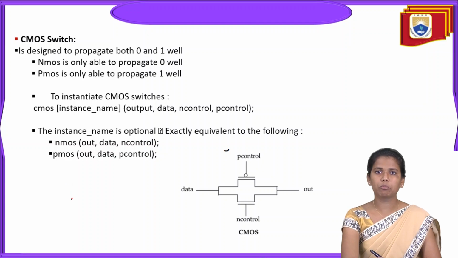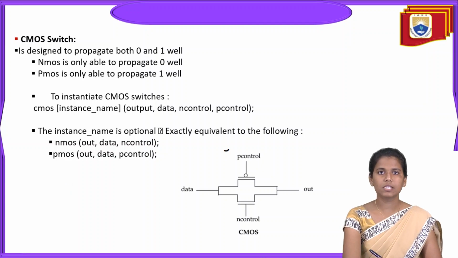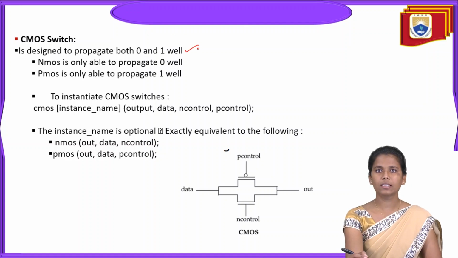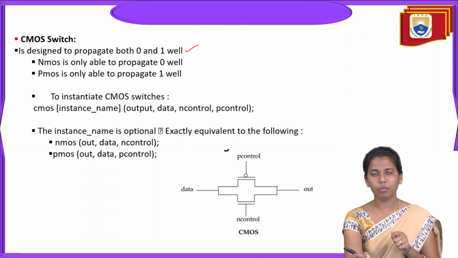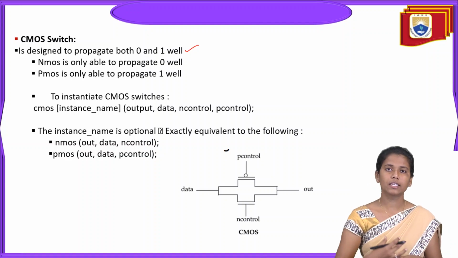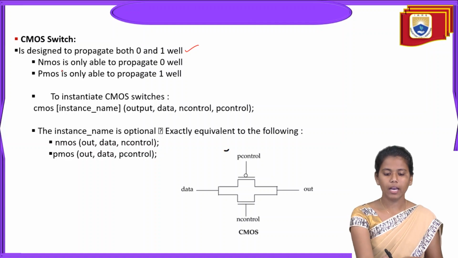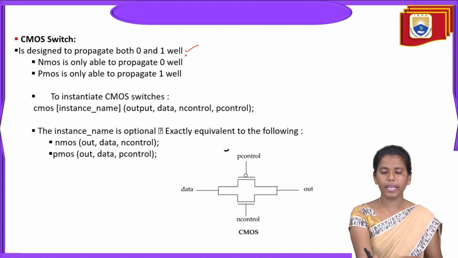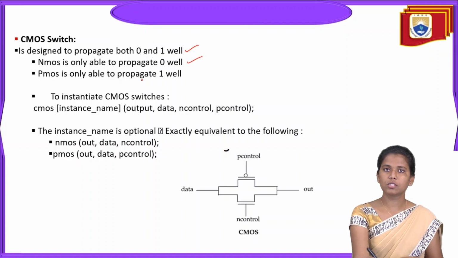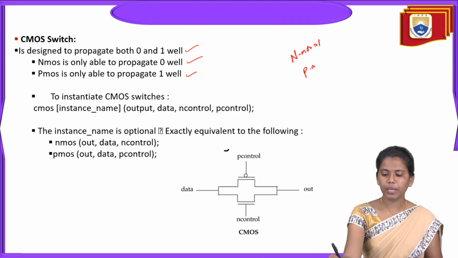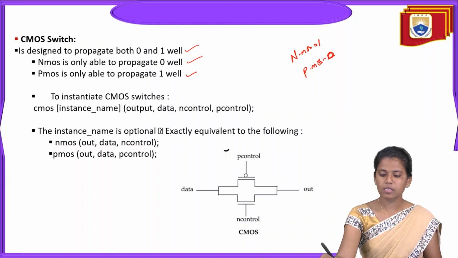Then coming to the CMOS switch. So what is the CMOS switch? CMOS is designed to propagate both 0 and 1. We know that CMOS is a complementary metal oxide semiconductor device, right? It's a switch, designed in such a way that we can observe the output as both 0 and 1. NMOS is only able to propagate 0 and PMOS is only able to propagate 1. So it propagates 0 and it propagates 1.